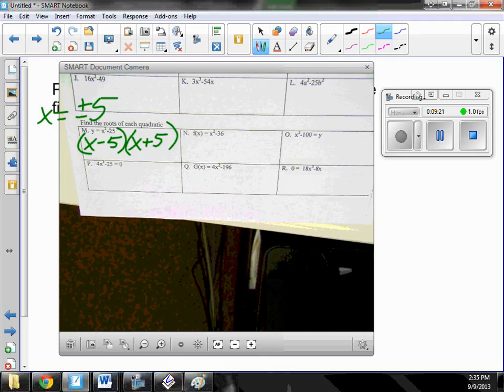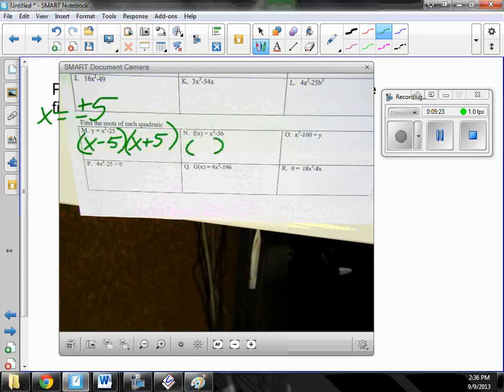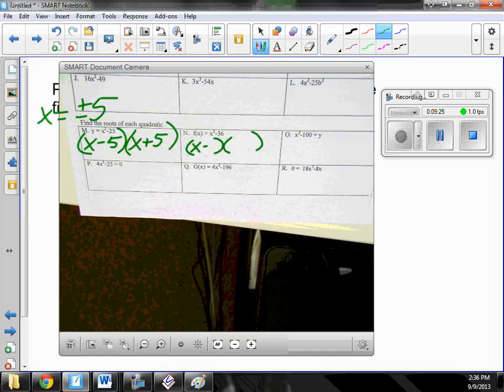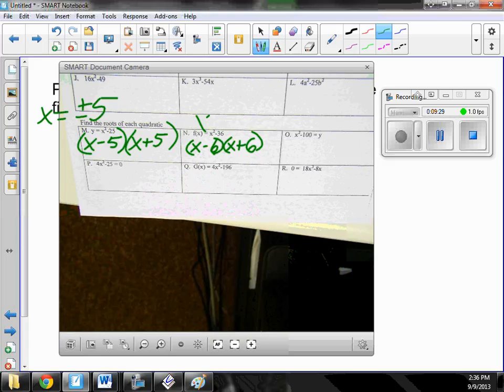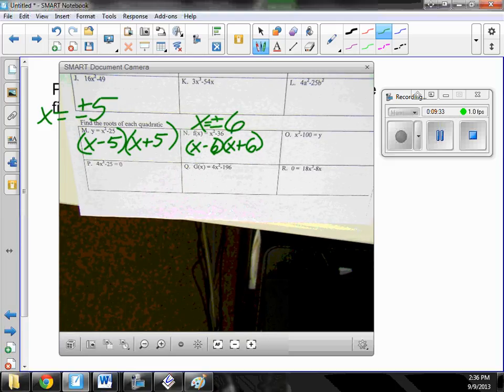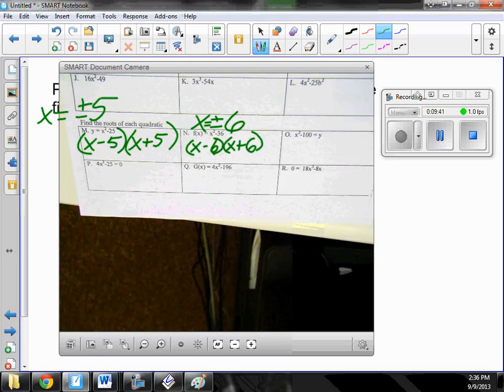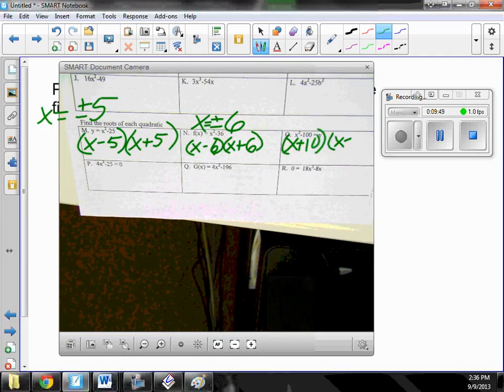So on N, is N a difference of squares? 6 and 6. So plus or minus, equals plus or minus 6. What about letter O? It's backwards, though. Doesn't matter. That has no effect. So the factors are x plus 10 and x minus 10, which means my roots are plus and minus 10.